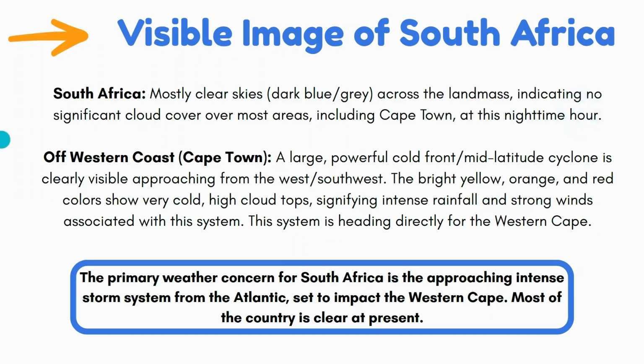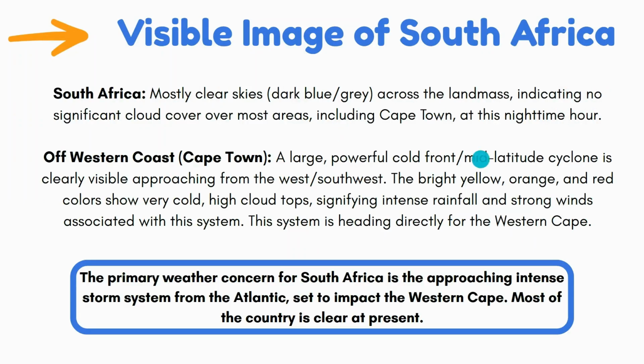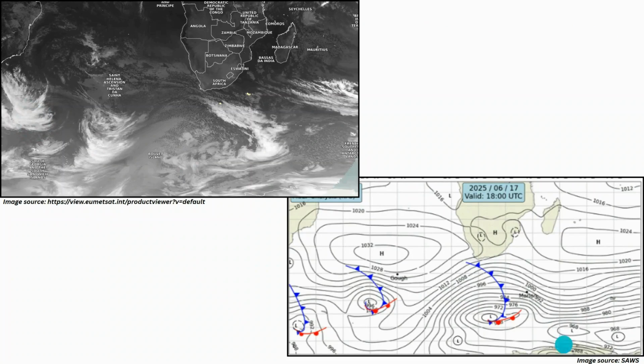Off the west coast of Cape Town, a large powerful cold front or mid-latitude cyclone is clearly visible approaching from the southwest. So that you can see here. And here in a synoptic map you can also see the cold front approaching. The bright yellow, orange and red colors show very cold, high cloud tops, signifying intense rainfall and strong winds associated with this system. And the system is heading directly for the Western Cape. So it is a low pressure system.